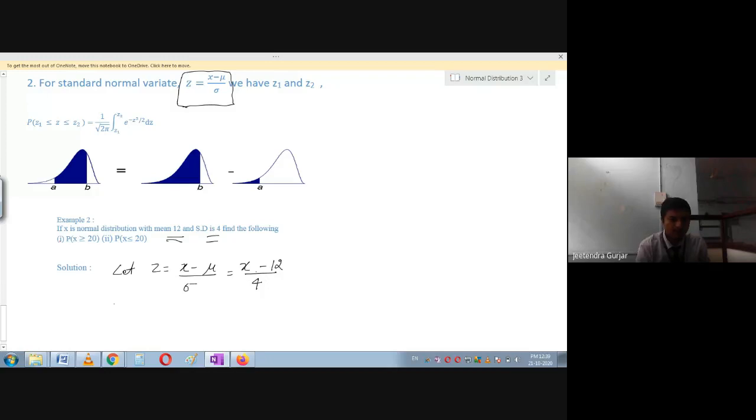Now you can see, first one we will go immediately without wasting the time. Probability of X is greater than or equal to 20. How will you simplify this now, student? So I'm going to convert this into a variate, because they have given this normal distribution, mean and standard deviation here. So first you have to convert this into our normal variate.